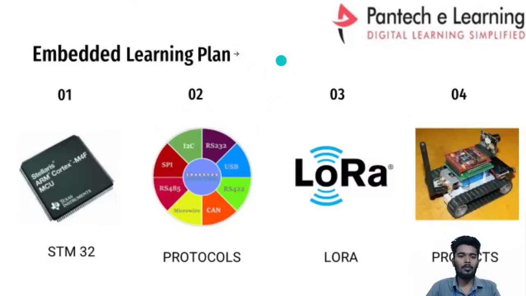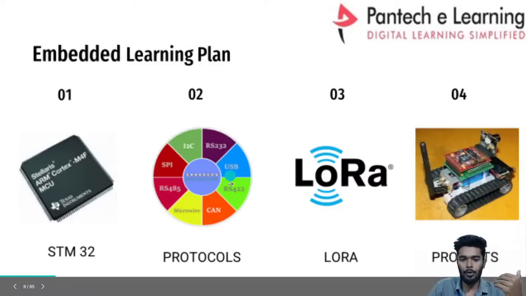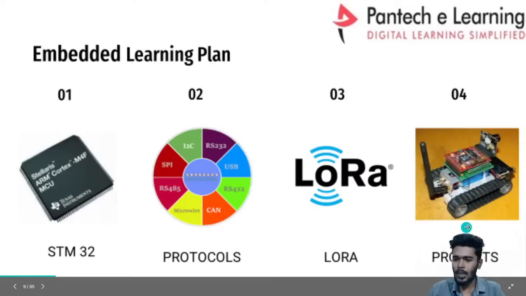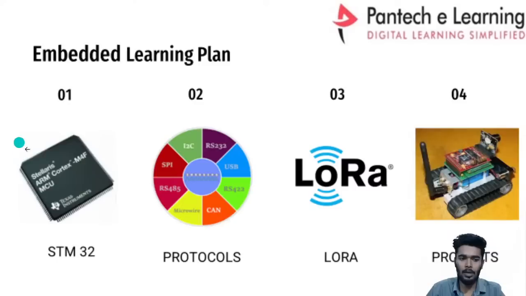So now we will come to the embedded learning plan. First we will see the STM32. What are the peripherals we have? What are the core concepts in the STM32 and what are the communication protocols? We will see all the core concepts in the STM32, and we will see the communication protocols. We will make communication between two peripherals or devices, like LoRa, and finally we will create a project based on this controller.